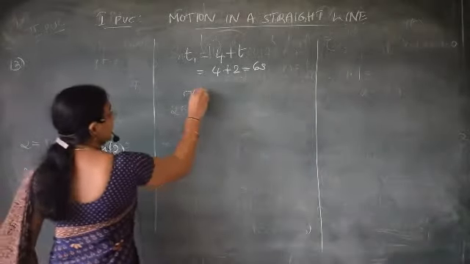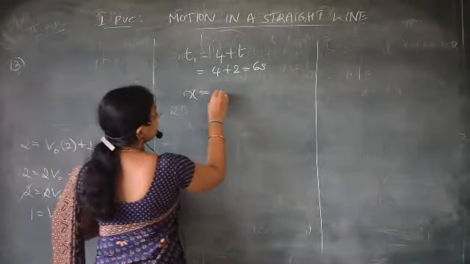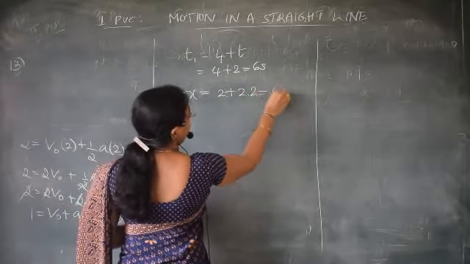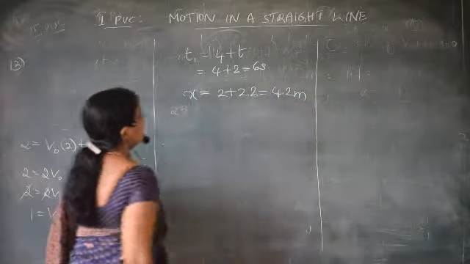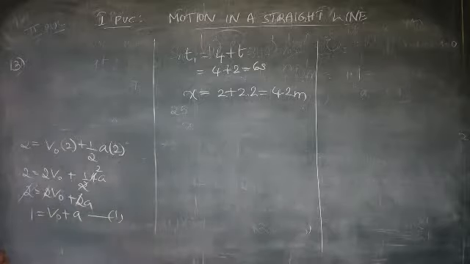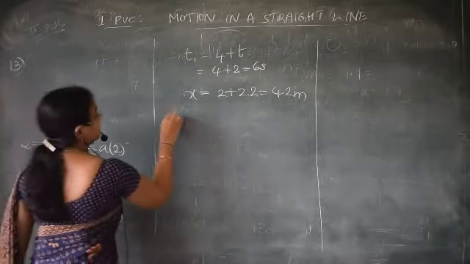What is the total distance? 2 plus 2.2, that is 4.2 meter, correct? Then, which formula can I use to solve this? I think we can use again the same formula.